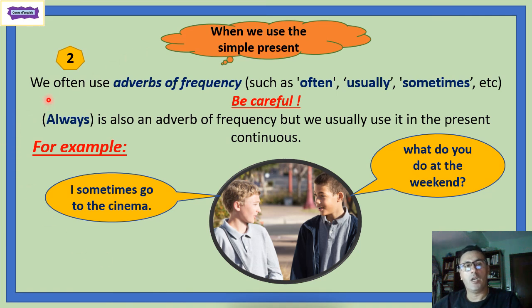Number 2. We often use adverbs of frequency, such as often, usually, sometimes, etc. Be careful. Always is also an adverb of frequency, but we usually use it in the present continuous. For example, what do you do at the weekend? I sometimes go to the cinema.